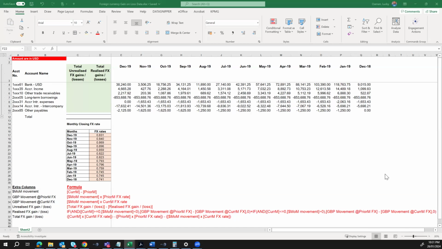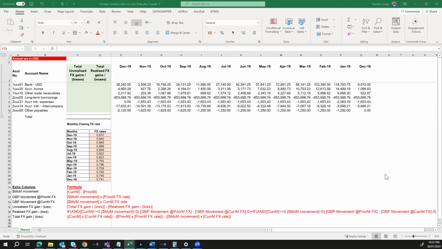So we have a typical trial balance, which is denominated in USD, or US dollars. We have our asset accounts with account numbers starting from 1, and the numbers are positive on the trial balance on a monthly basis. And we have our liability accounts with account numbers starting from 2, and the numbers are negative balances on a monthly basis. We've obtained our FX rates, the closing rates for each month from December 2019 down to December of 2018. So that's the period our calculation would cover.